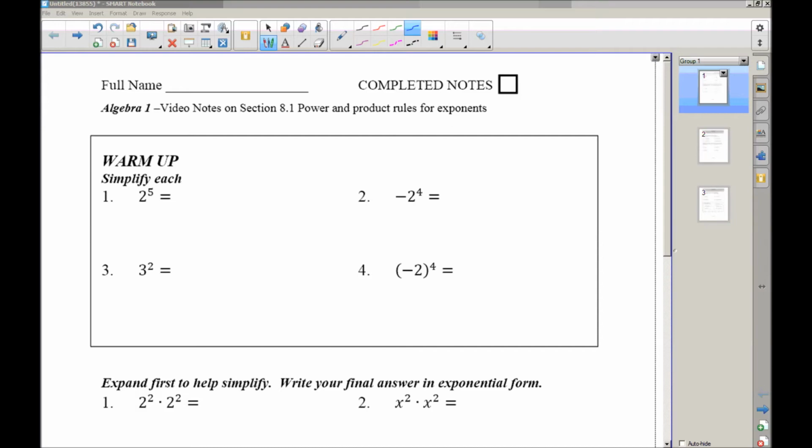Okay, hello again. Welcome to another lesson in Algebra 1. Today we are covering section 8.1, power and product rule for exponents. So you had a warm up. That should be some quick review on exponents.